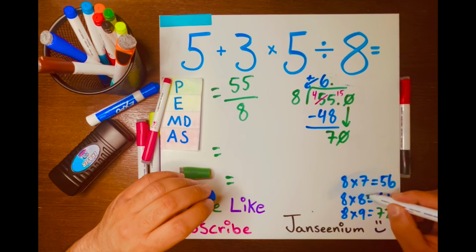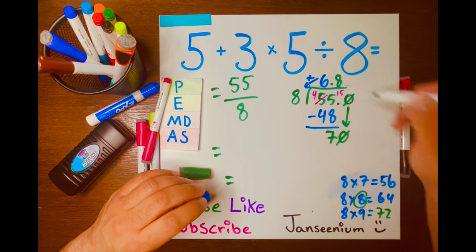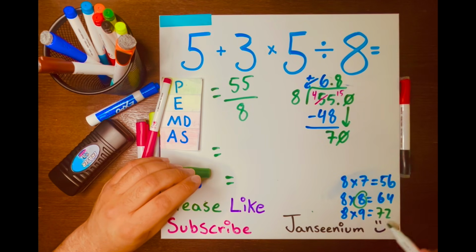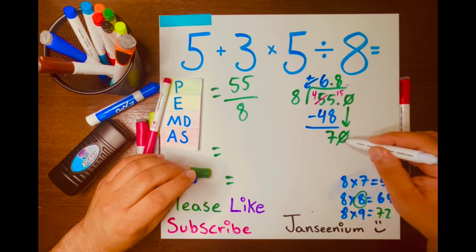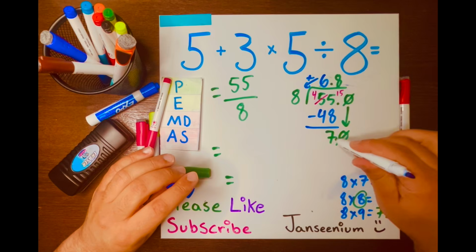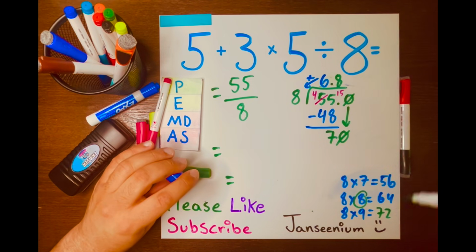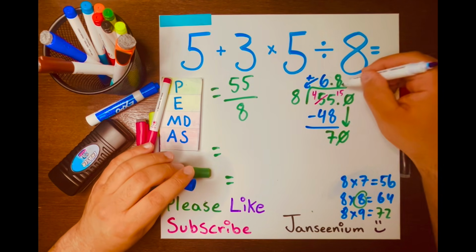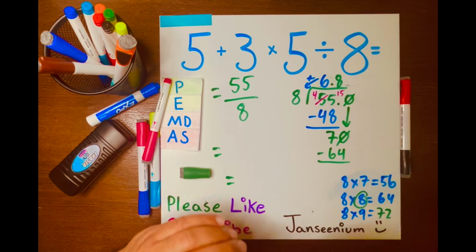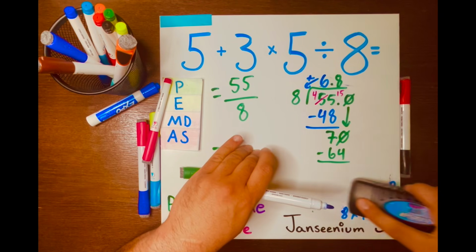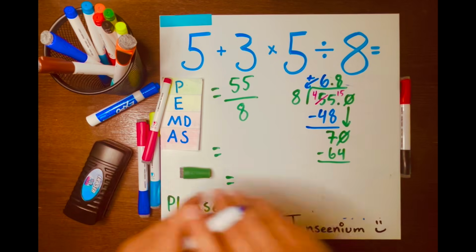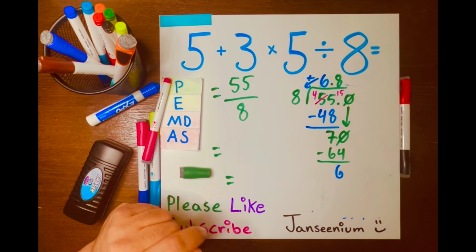So we are going to use this 8 and write it here because 64 is the closest we'll get to 70. If we use 9, that goes 2 over 70. So we stick to the 8. And then 8 times 8 is 64. And then 70 minus 64 is 6. So I'll write 6, right?